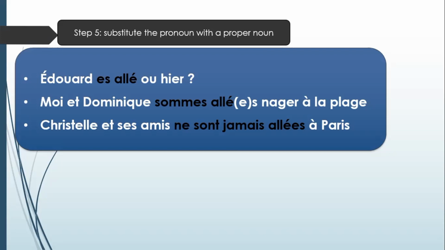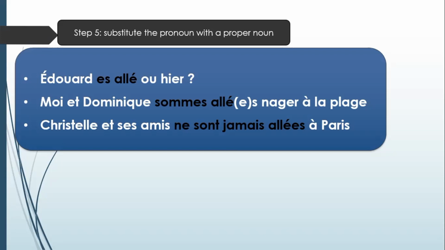I and Dominique are going to the beach. No, it is in passé composé. We are talking about the past tense of the verb aller. So it can be going. We're going to the beach. Going is the present continuous tense. Went to the beach. Okay.